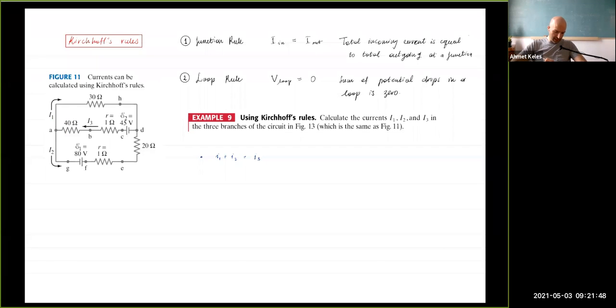So this is first. The second is, let's form some loops. For example, we can go through this loop and follow the current. For the first one, I1, when I flow through this resistor, I'm going to have I1 times 30, and then I'll pass it, come here, and then come here. There's a battery, and the voltage goes from higher to lower, so it's going to be plus 45, and then I have another current, which is going to be 1 times I3, and there's another one which is 40 times, let's combine these two, 41 times I3, and I am back to where I started, so it's going to be 0. So this is loop number 1.